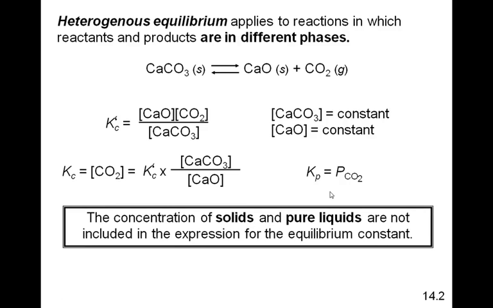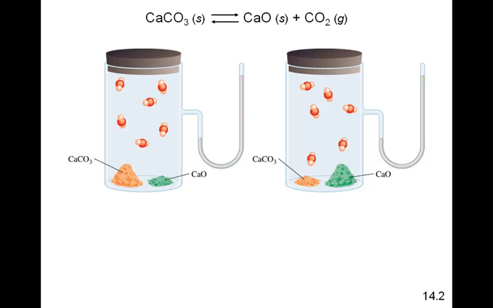The concentrations of solids and pure liquids are not included in the expression for the equilibrium constant because they themselves are constant concentrations. We only put those things in the expression of the equilibrium constant which have the opportunity to change their concentration as we go from initial concentrations to equilibrium concentrations. And therefore, we do not, repeat, do not put solids and pure liquids in there. The pressure of CO2 equals the Kp in this case.